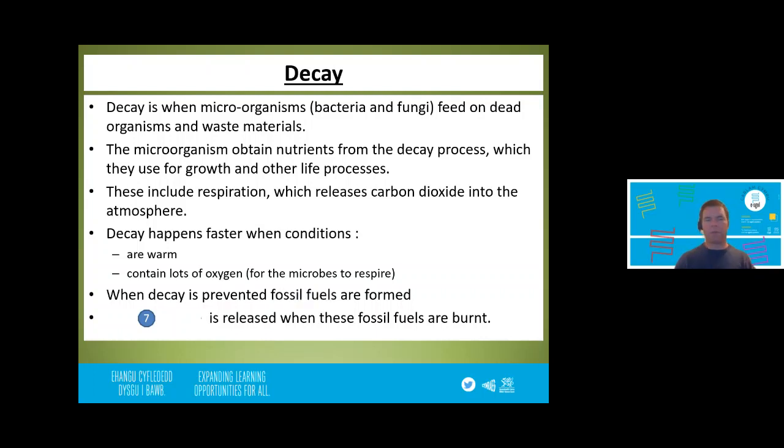This might happen, for example, if there was something like a huge landslide and at the bottom of the landslide you have a load of plant or animal material. Where that would normally decay, it's not able to, because there's just not enough oxygen getting in there. So those microorganisms aren't able to decay that plant and animal material, and therefore, roll on a few millions of years, that would end up becoming fossil fuels. And those fossil fuels then release carbon dioxide when they are burned.